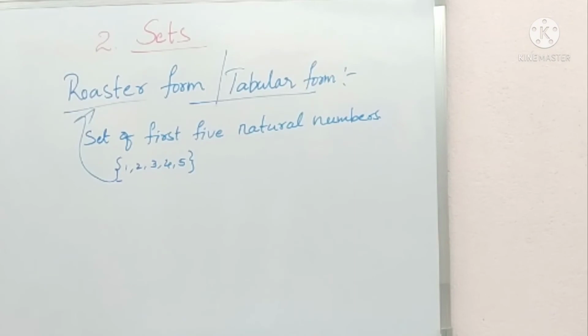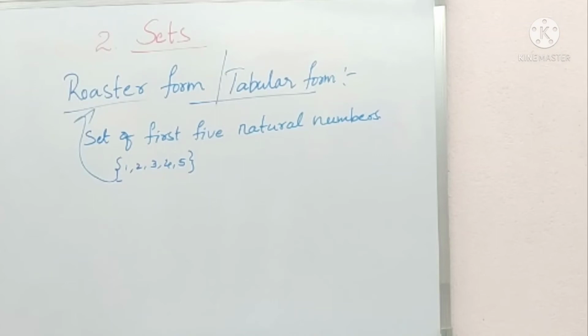So here we have the set of first 5 natural numbers. If I have to write the set for this, first of all curly brackets, and we know natural numbers are counting numbers. So 1, 2, 3, 4, 5. That's it, the first 5 natural numbers. This is a set, right? Here we wrote the elements and we separated them by commas. This form is called the roster form.